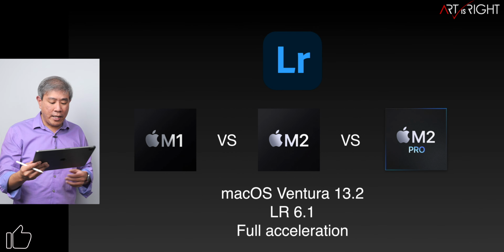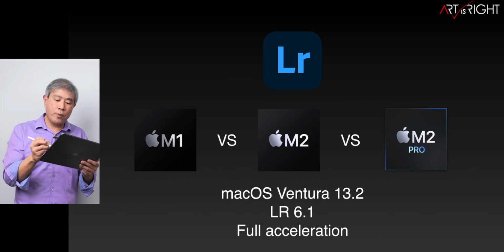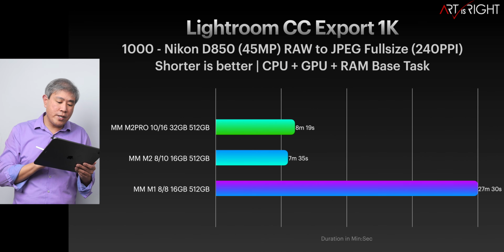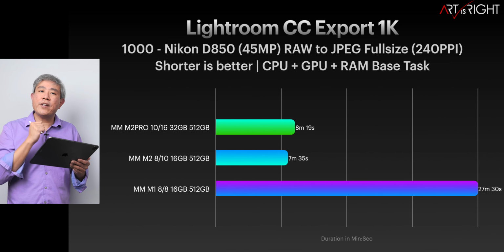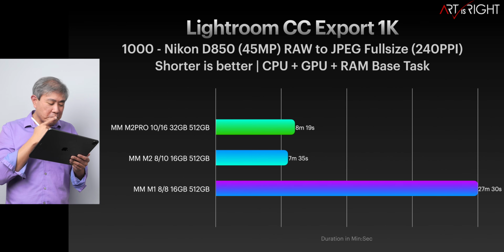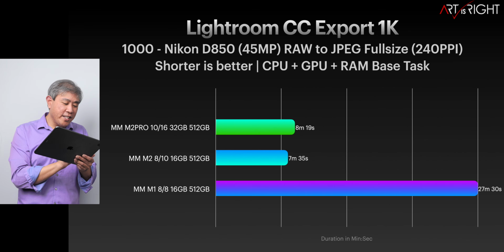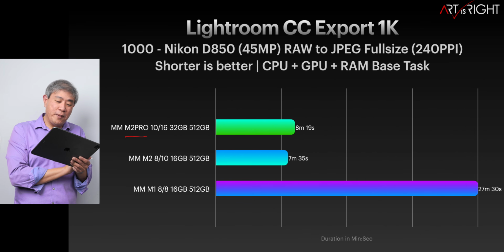All right, let's take a look at Lightroom. This is, again, Ventura 13.2, Lightroom version 6.1 with full support for hardware acceleration. So this is the graph. A lot of very interesting things happen with the Lightroom Cloud version, or Lightroom CC export. The first thing is that the M2 Pro didn't do too well on this one. I mean, it's not bad.